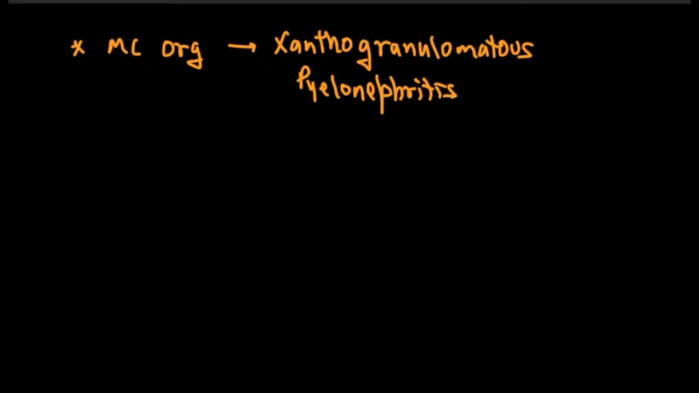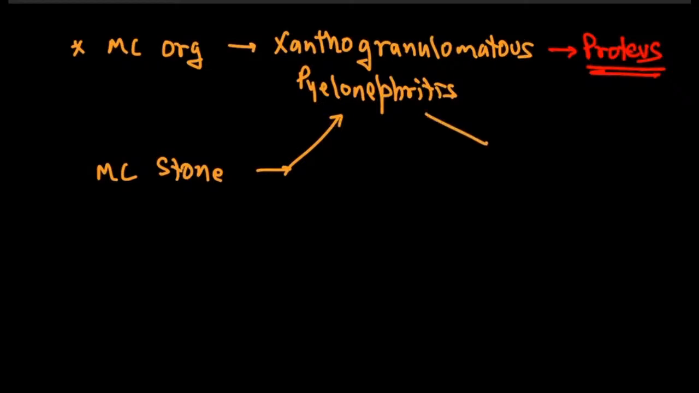So if you say that the most common organism associated with xanthogranulomatous pyelonephritis is Proteus, you are absolutely correct, guys. Okay, so what is the answer? It is Proteus. I hope you get this one. Now, if I ask you what is the most common stone associated with xanthogranulomatous pyelonephritis, again the answer would be staghorn calculi.